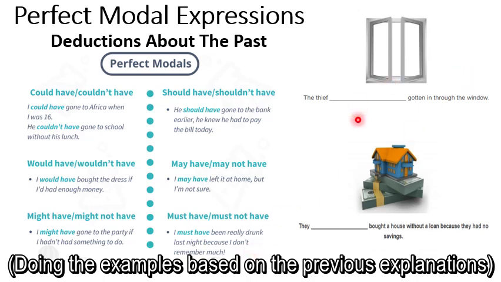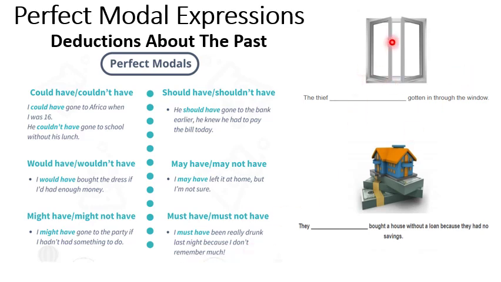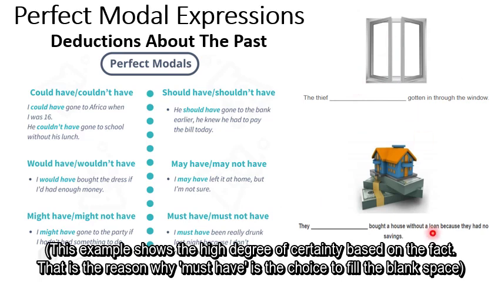Look now at the two examples on the right side. The window opened and something happened to the house. The fact indicates certainty. The thief must have gotten in through the window. The meaning is that the certainty of getting in through the window is sure in this situation.